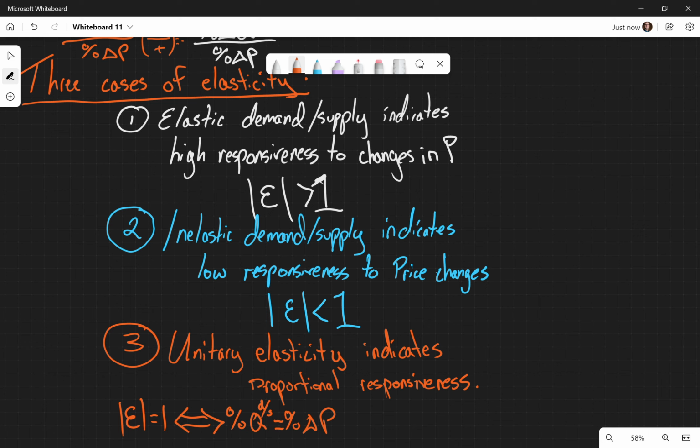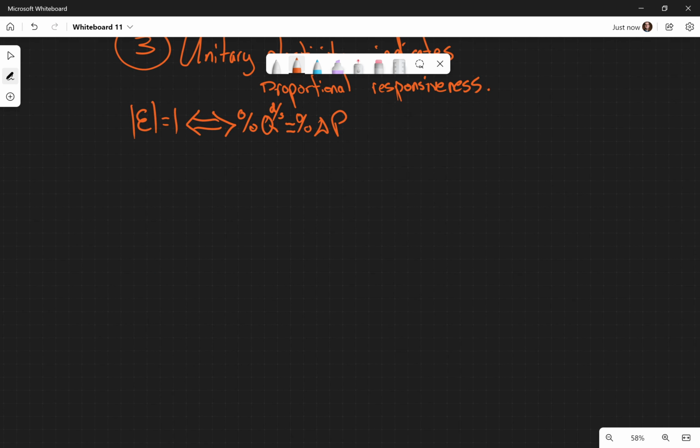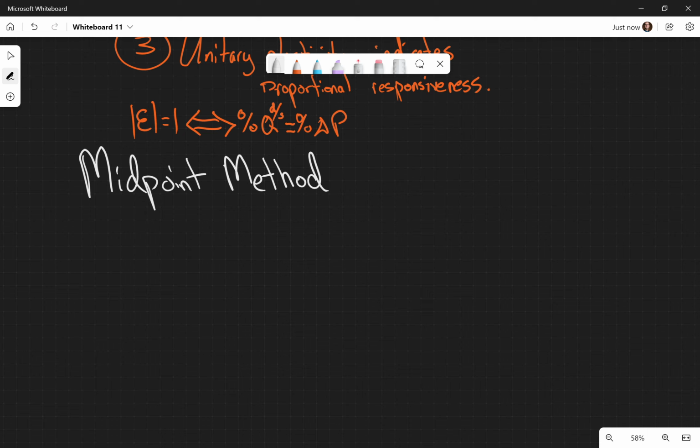So whenever we're doing this type of elasticity, we're going to be using what's called the midpoint method for calculating elasticity. And the reason why we do this is because it is not always clear from which point to which point we are going, right?